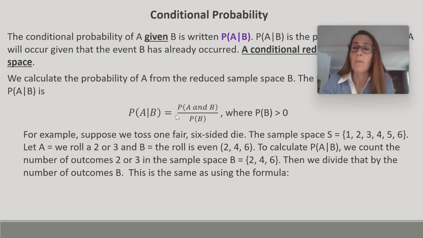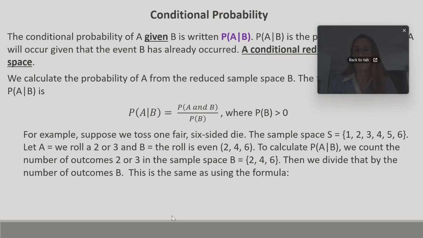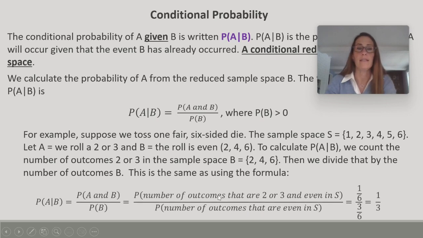To calculate the probability of A, a 2 or a 3, given the roll is even, B, we count the number of outcomes, 2 or 3, in that new sample space B, which was 2, 4, 6. We then divide that by the number of outcomes in B. That's one way to do it. Or if you use the formula, it looks like this. The ones that are in A and B, so that would be 1 out of 6, over the number that are in B, so 3 out of 6, which reduces to 1/3.